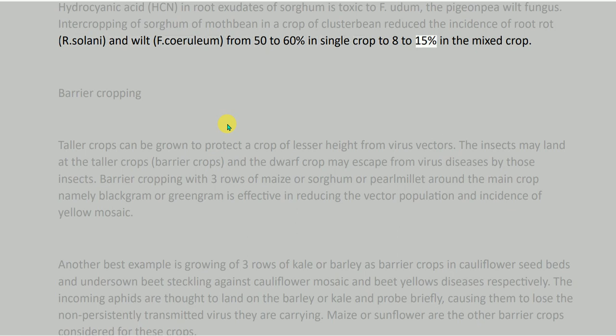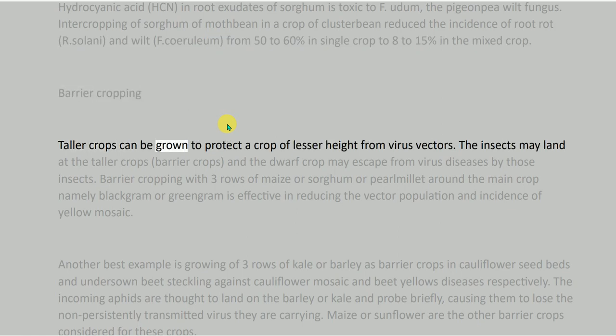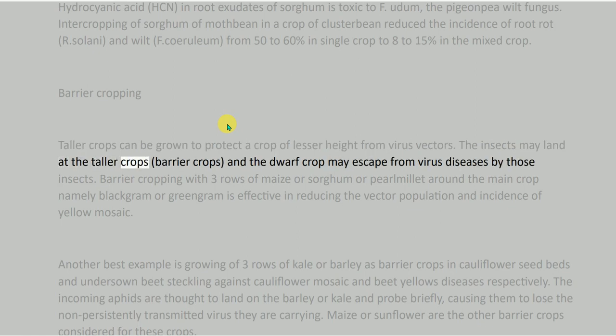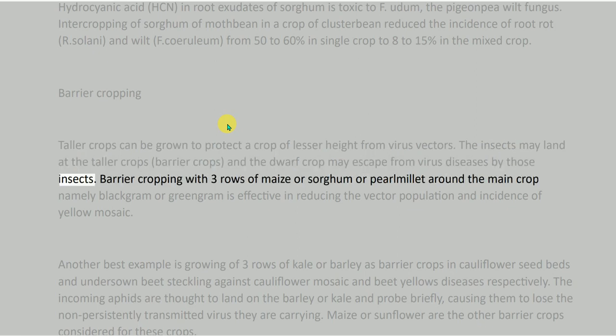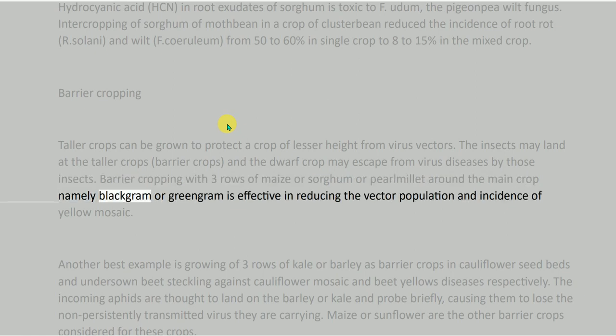Barrier cropping. Taller crops can be grown to protect a crop of lesser height from virus vectors. The insects may land at the taller crops, the barrier crops, and the dwarf crop may escape from virus diseases carried by those insects. Barrier cropping with 3 rows of maize or sorghum or pearl millet around the main crop, namely black gram or green gram, is effective in reducing the vector population and incidence of yellow mosaic.